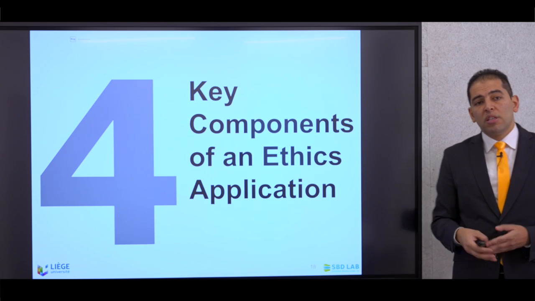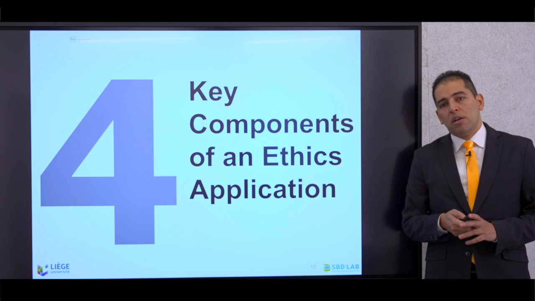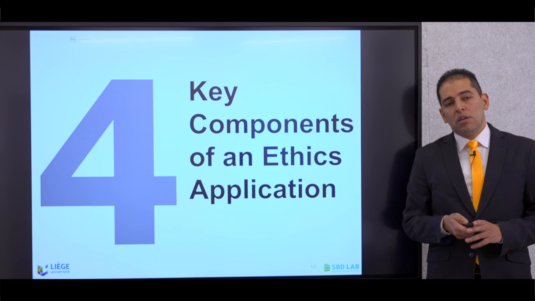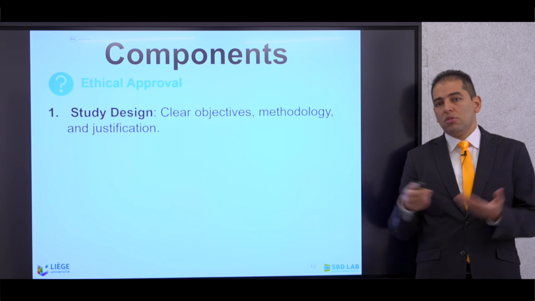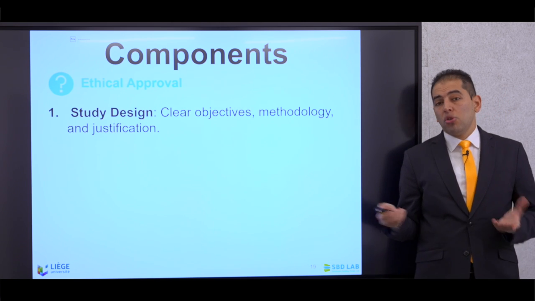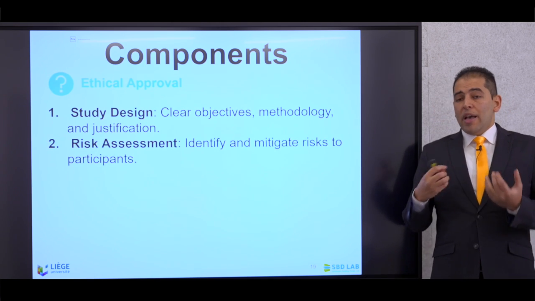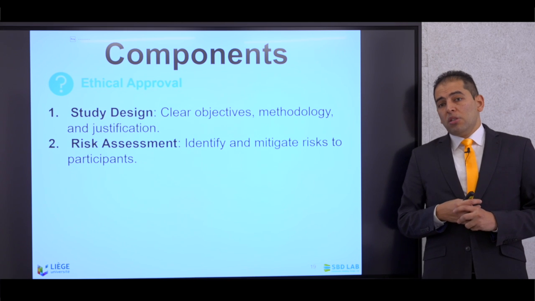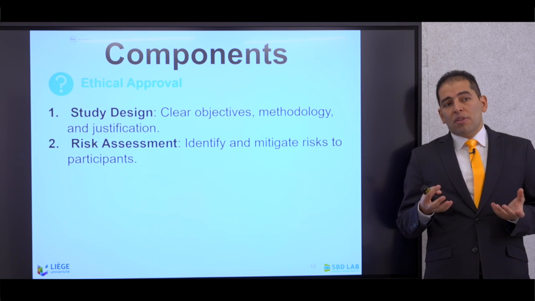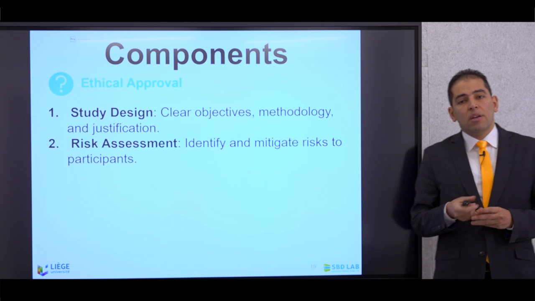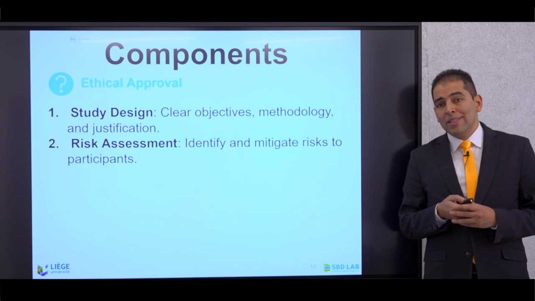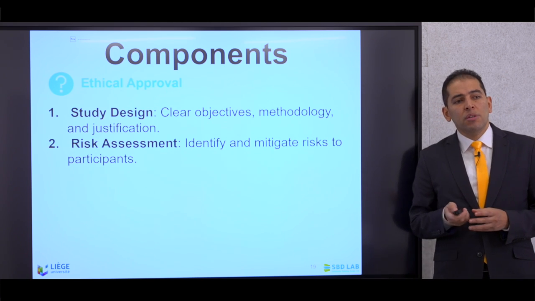Now let's move to the key components of an ethics application or ethical approval request application. First of all, you will have the components related to the study design. You need to say what the objectives of my study, methodology, and justification are. Any risk that is associated with this data collection, so you need to have a simple risk assessment, so you need to identify and mitigate the risks to the participants. You find this also in the data management plan video.